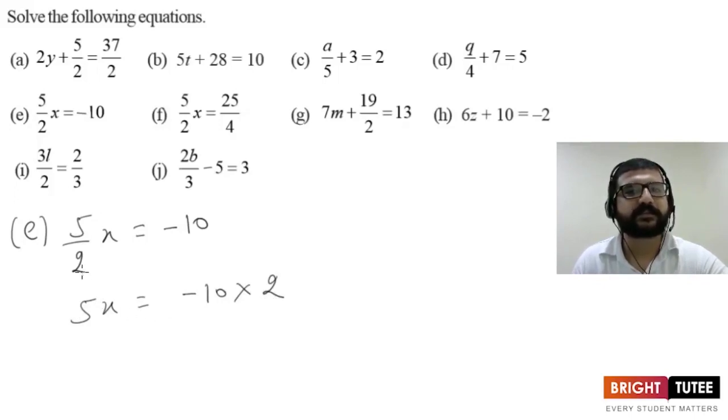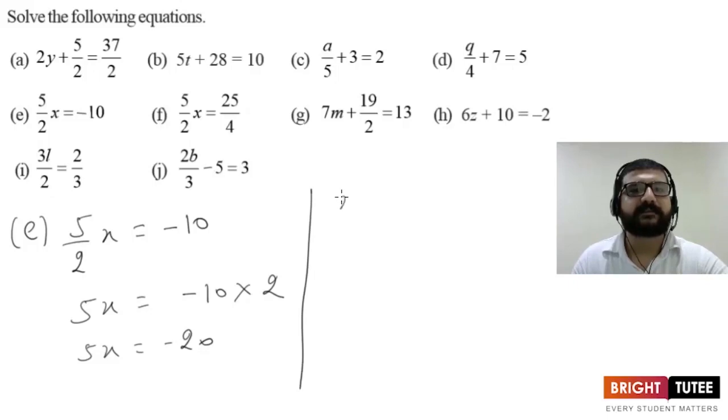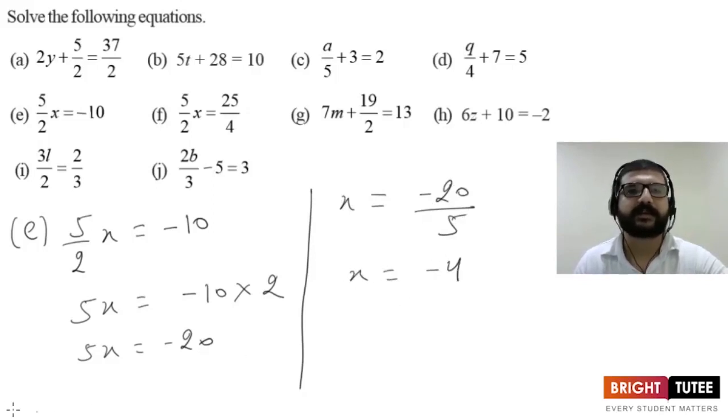Here we transposed this 2 which was in division, so it came in multiplication here with 10. So we will get 5x is equal to minus 20. Now 5 is multiplied with x, let's transpose it. So after transposing it will come in division. So we will get x is equal to minus 20 divided by 5. Now by simplifying this we will get x is equal to minus 4. Therefore the solution of the equation is x is equal to minus 4.